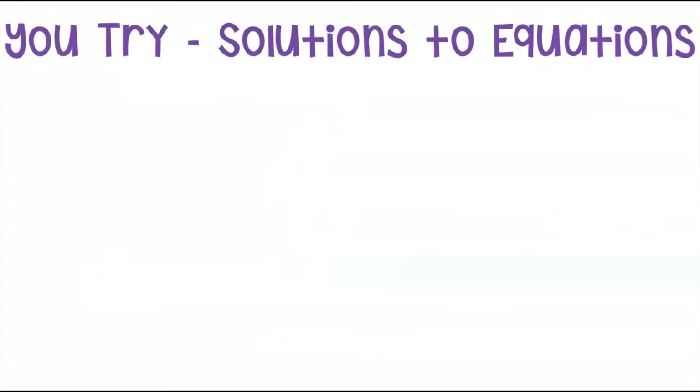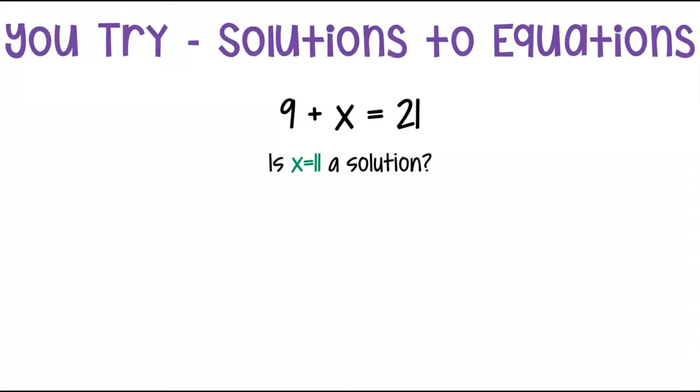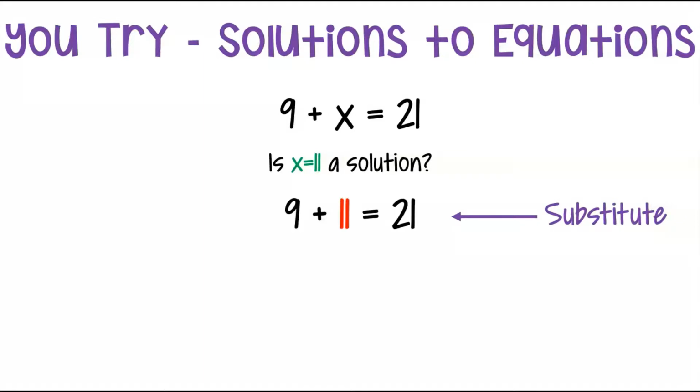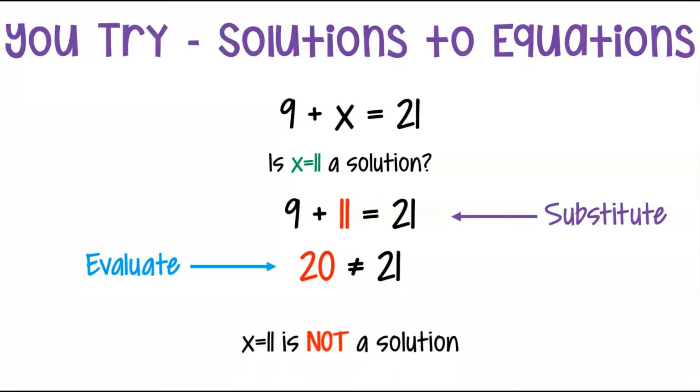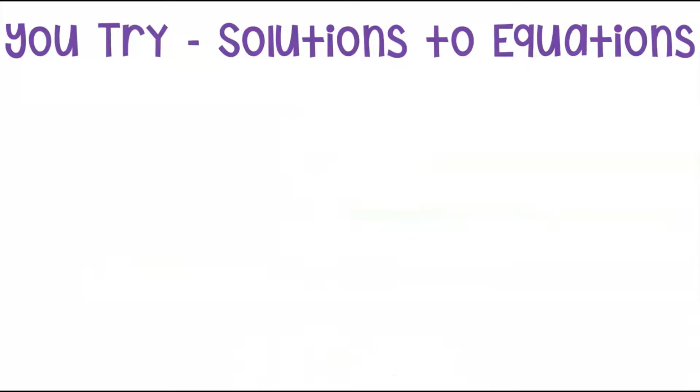All right, now you try. Remember to pause the video in between problems to make sure that you get them right, and then come back to check to see how you did. We want to determine if x equals 11 is a solution to the equation 9 plus x equals 21. So first, we're going to substitute, replacing the x with an 11. Then, we're going to evaluate. 9 plus 11 equals 20. Since 20 does not equal 21, x equals 11 is not a solution to this equation.